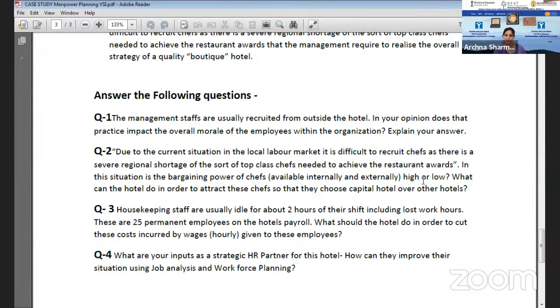Okay, so the next question is, I heard that you were finding it difficult to solve this question. Why? It was the easiest. The housekeeping staff are usually idle for 2 hours, right? This is if you see from their time management. Correct. Now, out of which 25 people are also permanent payroll of the company. They are working permanently. They are hired by the company directly. The rest of them come on and off whenever the need is there. So, what should the hotel do in order to incur this cost of wages given to these employees? Can we do something?